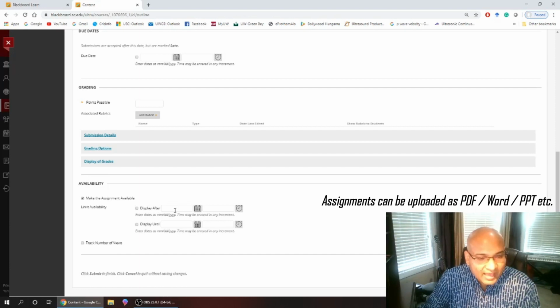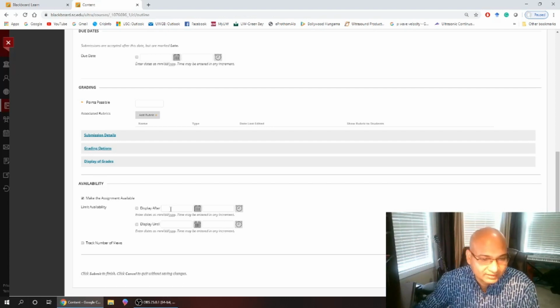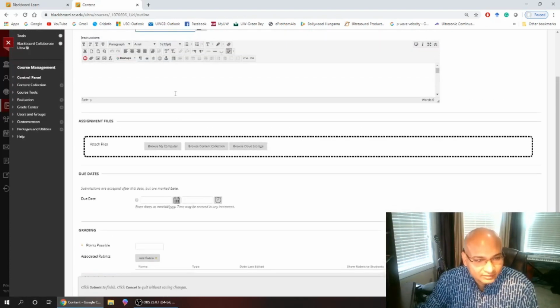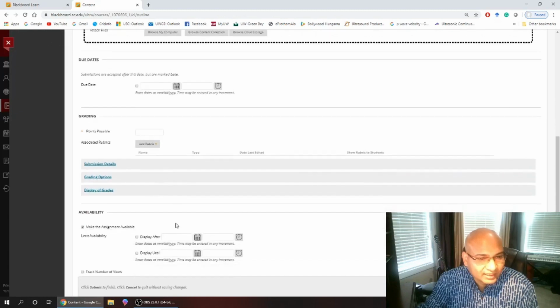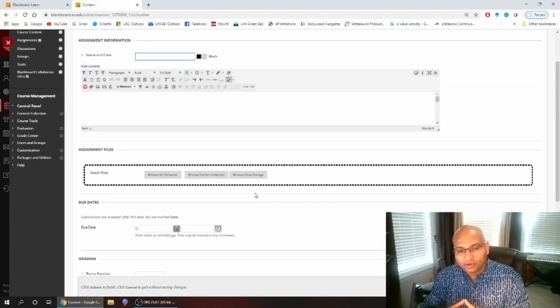You can have these assignments or the test available for 48 hours, 72 hours, depending on the display after and display until settings. So these are the menus that can help you to have the test available for a longer period of time, maybe 3 days, 4 days.